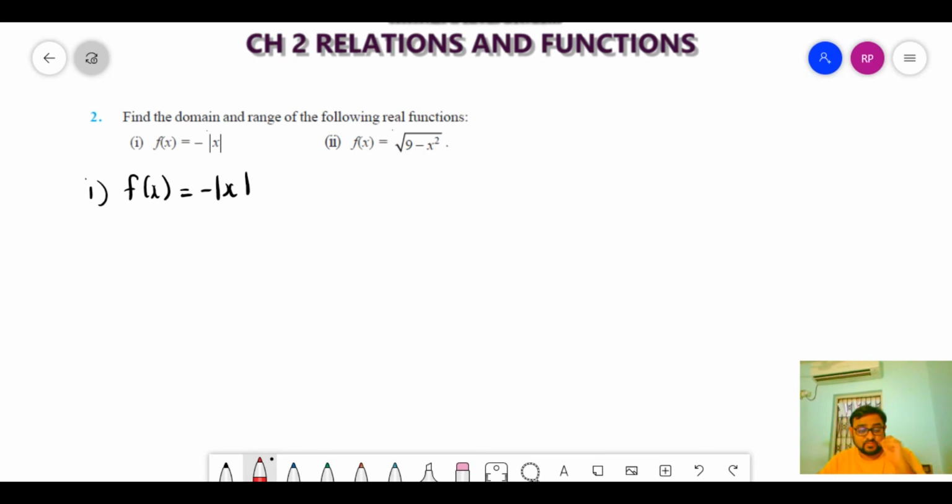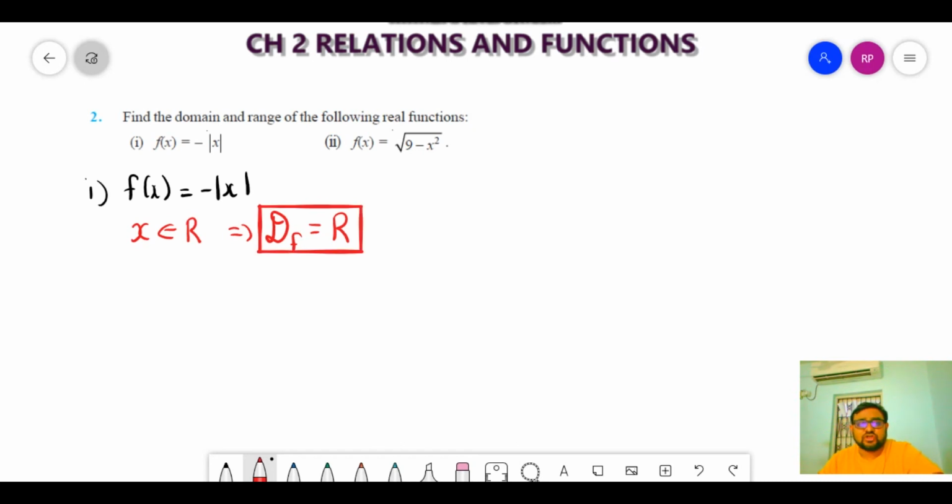Now see here, which value of x can I take? As it is a real function, I can take those values of x for which minus of modulus of x is possible. Now, for every real number, minus of modulus of x is possible. That means x belongs to R for the domain. So, the domain of the function is equal to R. Clear? So, this is the first part.